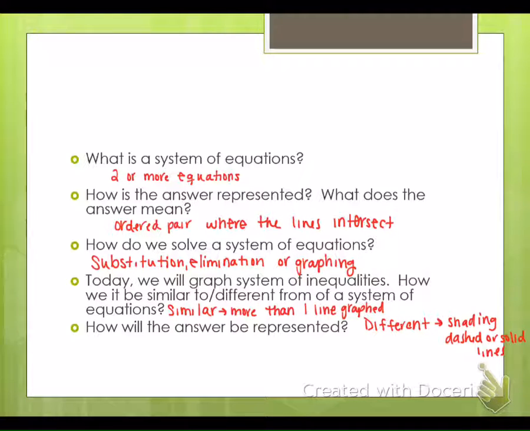And then how will the answer be represented? It's where the shaded regions overlap. Let's say that. All right. So go ahead and get that copied down. And when you're ready, you can flip.